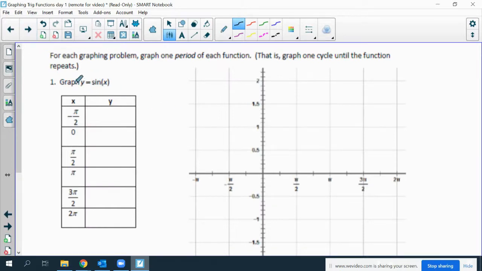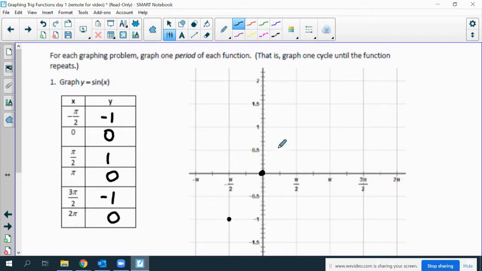So, if we understand things about the graph of sine of x, for example, at 0 for x, sine of 0 is 0. At pi over 2, the sine is 1. At pi, the sine of pi is 0. Sine of 3 pi over 2 is -1. And at 2 pi, y is back to 0. Also at negative pi over 2, sine of negative pi over 2 is -1.